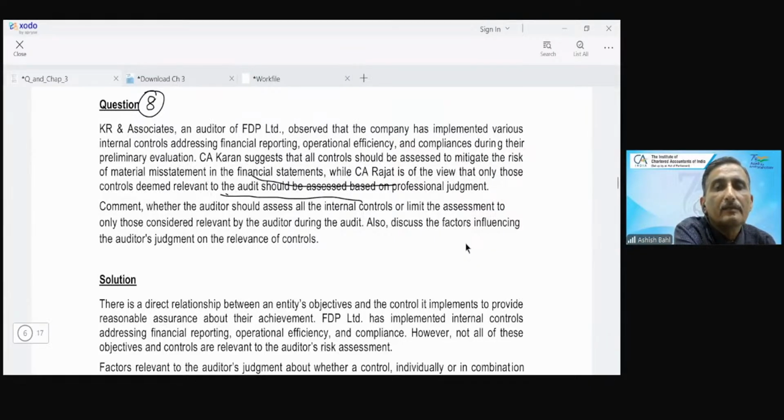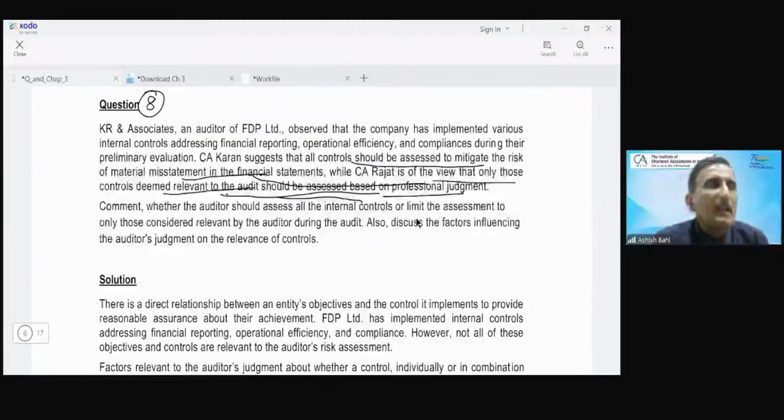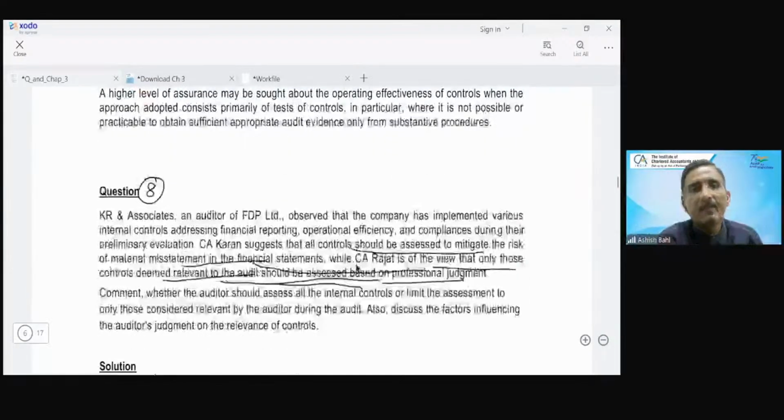So whose view is correct? Whether all the controls are relevant to the auditor, whether CA Karan's viewpoint is correct or whether CA Rajat's viewpoint is correct. And lastly, the question also asks to discuss the factors influencing the auditor's judgment on relevance of controls. Yes, how are you going to answer it? Anyone? Students, any student, just write 1-2 lines about it. Is Rajat's point of view correct, or Karan's point of view correct?